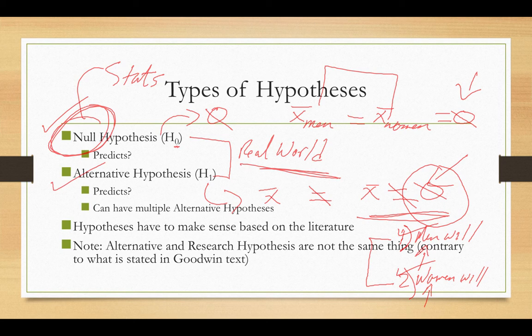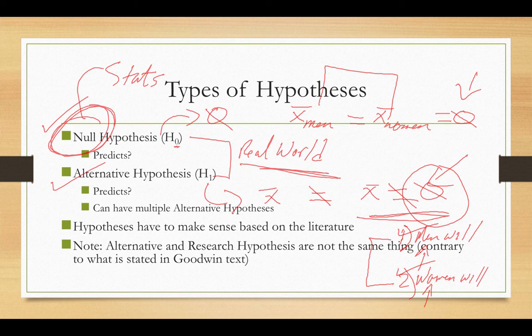I'm going to tell you that they're not. This is one of the few times that I will ever disagree with what Goodwin says, and I'm going to disagree for the following reason. There may be an instance where we are doing a research project and we predict that there's not going to be a difference between our scores. Everyone with me so far?